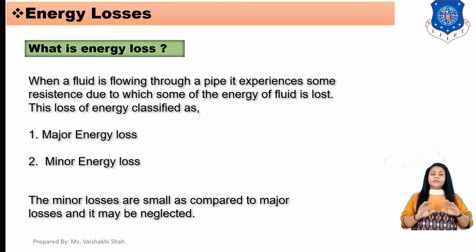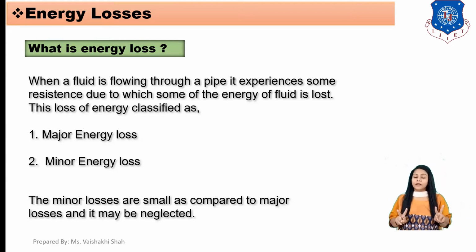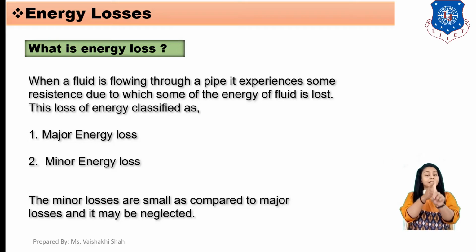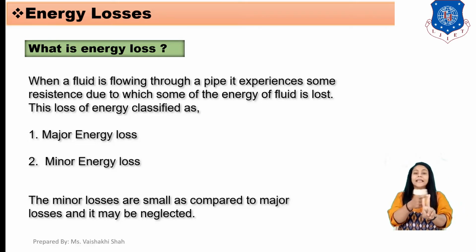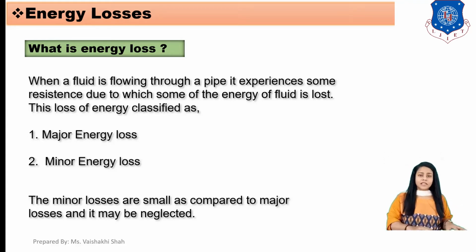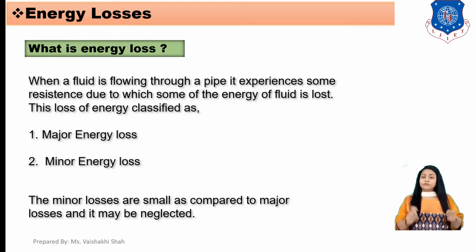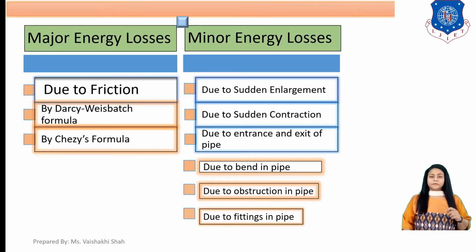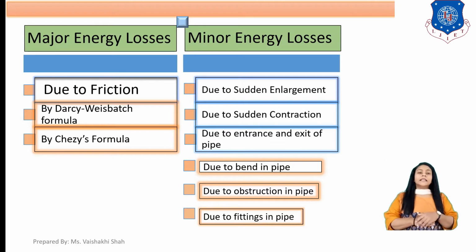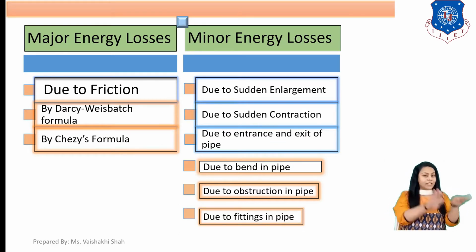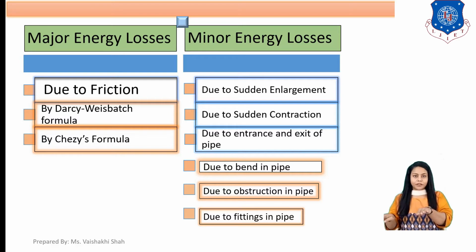In this chapter we are dealing mainly with two types of energy losses, where first is major energy loss and second is minor energy loss. Minor energy losses are small as compared to major energy losses, but in a short pipe, major energy losses are also a factor which we have to consider.